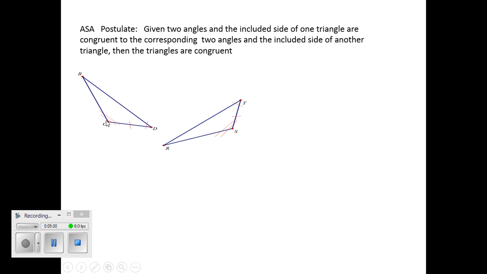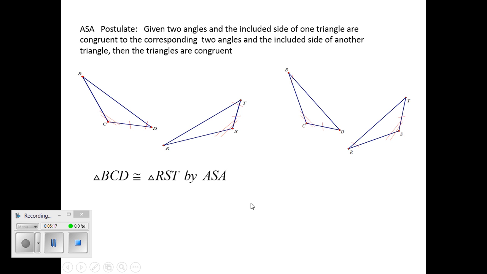If two angles and the included side of one triangle are congruent to the corresponding two angles and included side of another triangle, then you have congruence by the angle side angle.